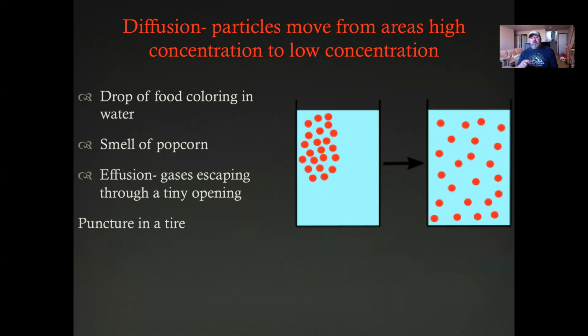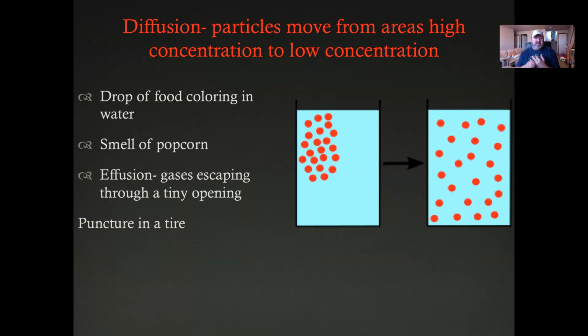Those particles always go from areas of high concentration to areas of lower concentration. The example that we've used before is smelling something in the corner of the room. The people that are closest to that corner of the room are the first people that are going to smell that. And as those air molecules dissipate or diffuse around the room, they become evenly spread throughout.